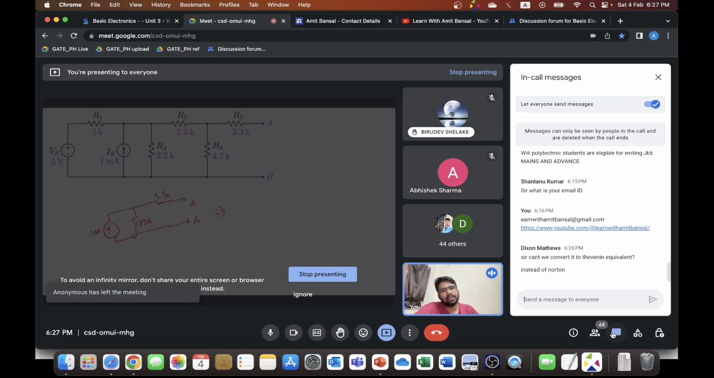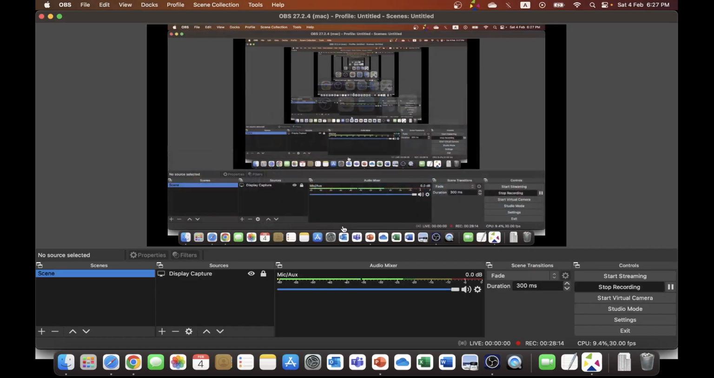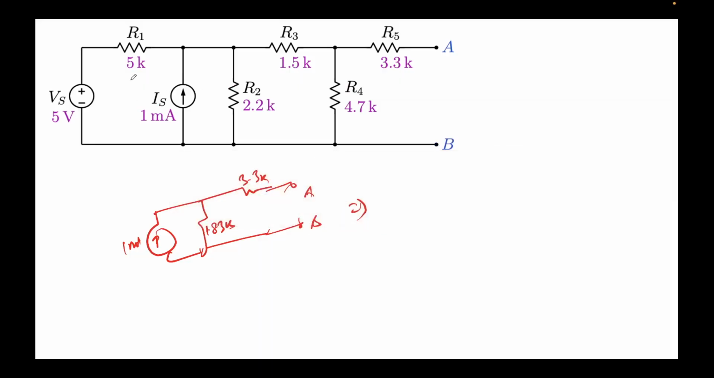Yes, that's what we are doing. We are converting them back and forth as per our need. If we see something in parallel, we made them in parallel so as to simplify the current source, which are easier to simplify in Norton equivalent. When the resistances are to be added, we go to the Thevenin equivalent. So we are switching them back and forth as per our convenience.